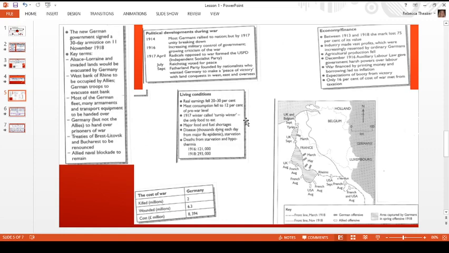There were major food and fuel shortages. We see that disease is rife. Thousands were dying each day from major flu epidemics. Let's face it, we all know what that feels like at the moment. But they were also dying from starvation.